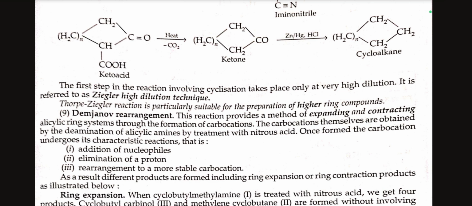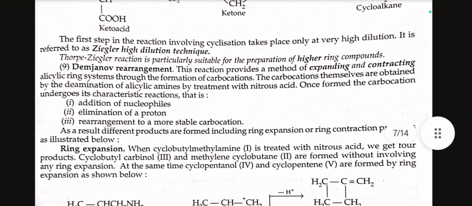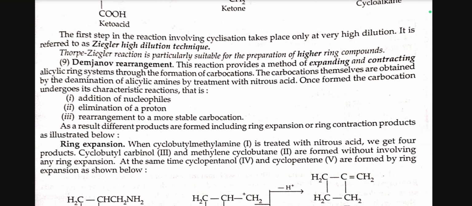Demjanov rearrangement. This reaction provides a method of expanding and contracting alicyclic ring systems through the formation of carbocations. The carbocations themselves are obtained by the diazotization of acyclic amines, that is, by treatment with nitrous acid. Once formed, the carbocations undergo their characteristic reactions, that is, addition of nucleophiles, elimination of a proton, or rearrangement to a more stable carbocation. As a result, different products are formed, including ring expansion or ring contraction products, as illustrated below.